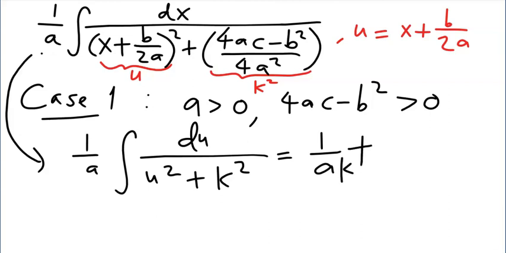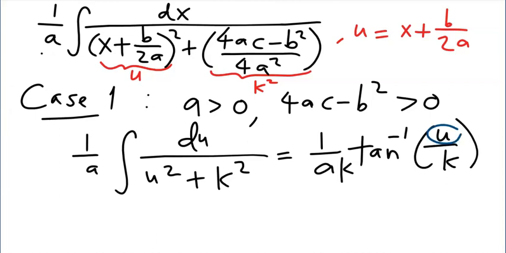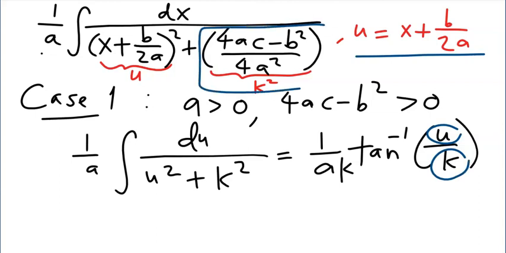k arctangent u over k, where u is defined by that, x plus b over 2a, and k squared is given by this entire term, 4ac minus b squared over 4a squared. And that gives the solution to this first case.